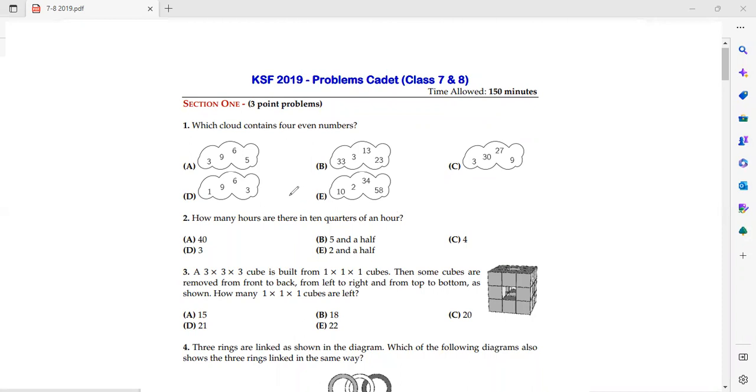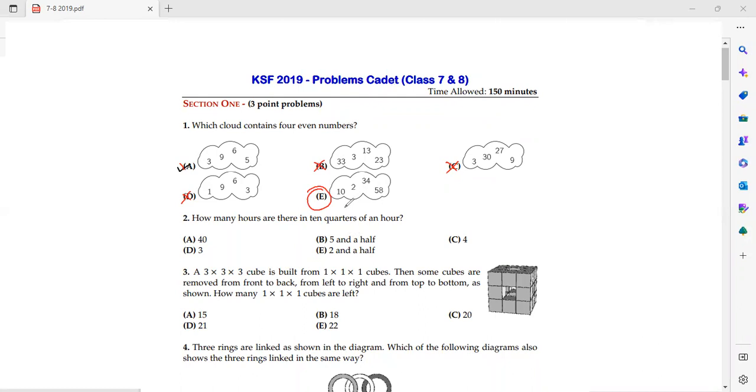So this is pretty simple. This 3 is an odd number. Again here 3 is an odd number. So these are not the answers. 3 is an odd number. 3 is an odd number. So 10, 34 and 58 are even numbers. So my answer will be option number E.